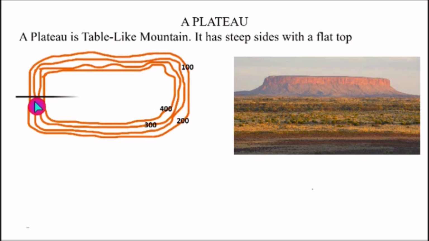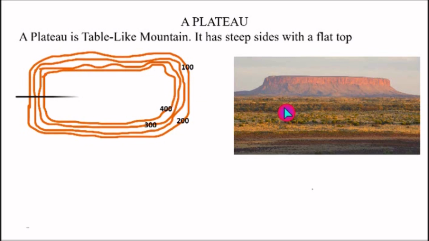As you can see, this side is going to be the steep side because the contour lines are closer. Over here too, you have steep sides because the contour lines are closer here. And the space here, you can see that there is no contour. So the space here is going to give you the flat top. So at the end, we should get a pattern that looks like this.